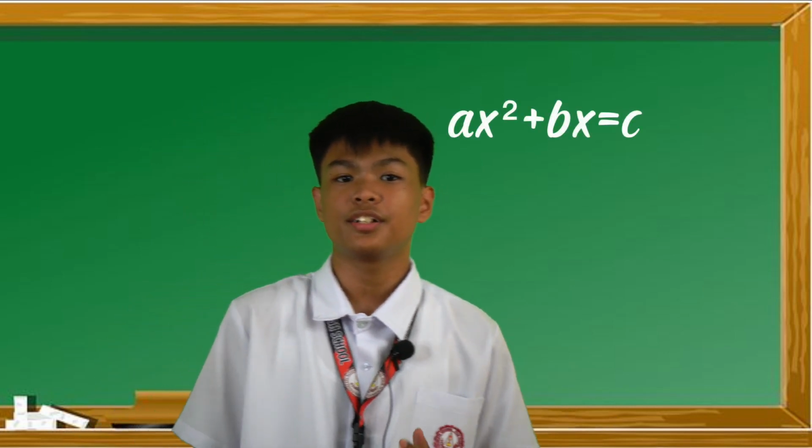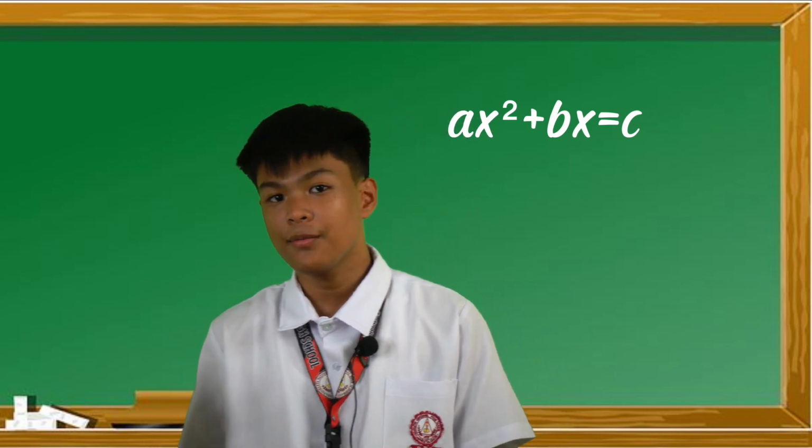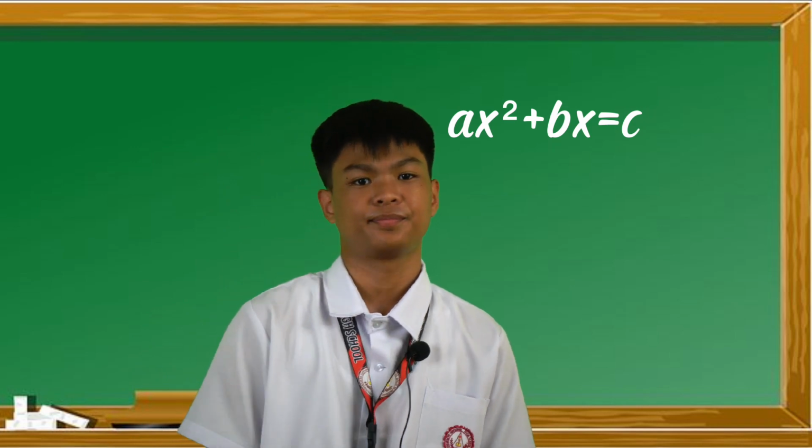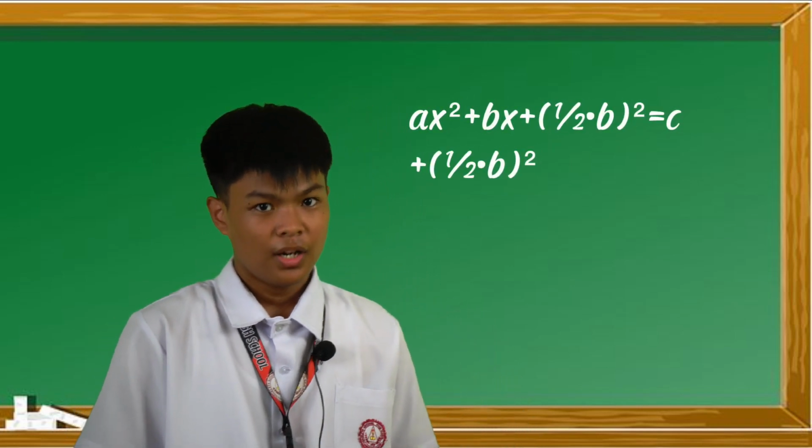Now, how is this method used? This method is used by first transposing the constant term. We then take the linear term and multiply it by half. After that, we find its square. Now we are done on completing the square, and we just need to solve the equation.